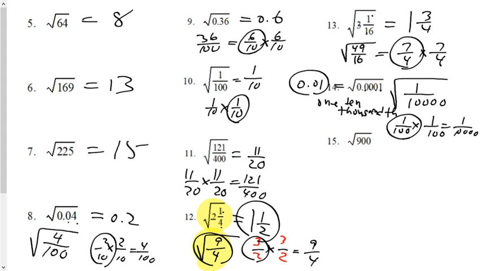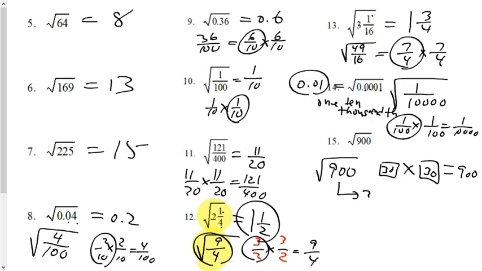And finally, the last one, square root of 900. It was just a question I asked because I wanted to see if you could rationalize it out. What number times itself is 900? The answer is 30 times 30. So the square root of 900 is 30. Or reverse, if I wanted to reverse it, 30 squared is 900.